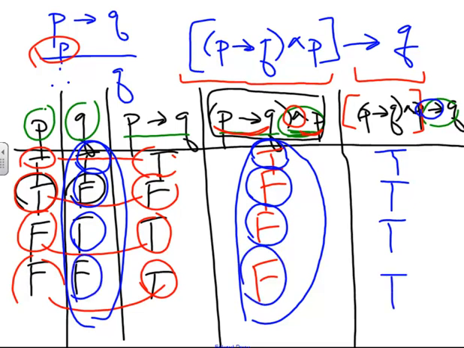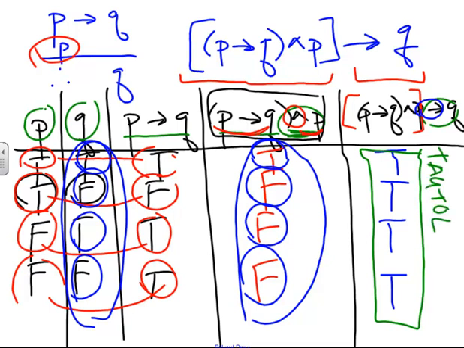Now, remember what we said. In order for this to be a valid argument, that last column has to be all true. That's the tautology. That's the term that we use when the truth table has all truths. And so that means our conclusion is true and our argument is valid.